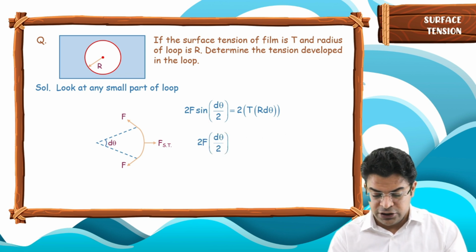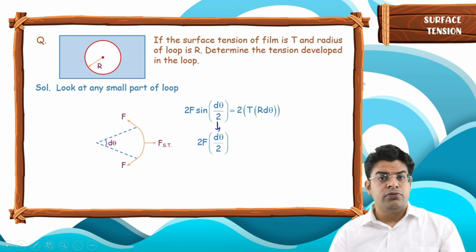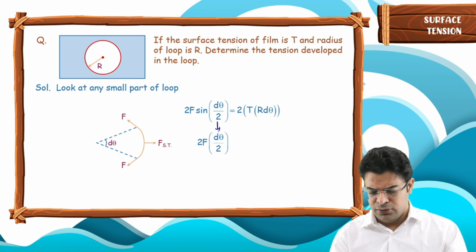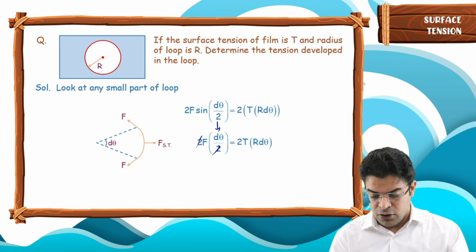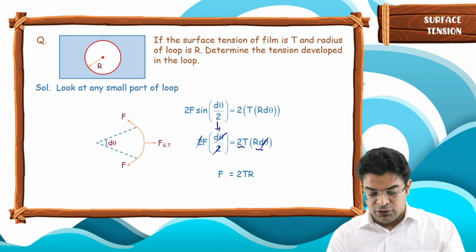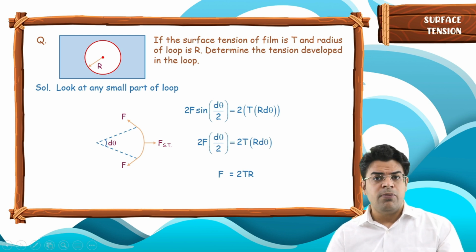Doing the same thing, in place of sine d theta by 2, we can approximate it to d theta by 2, cancel out 2 and 2. And on the right hand side, you have got 2tr d theta, cancel out d theta. So you get f equals 2tr. Keep this in mind. Simple thing.